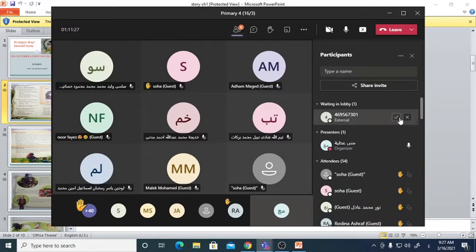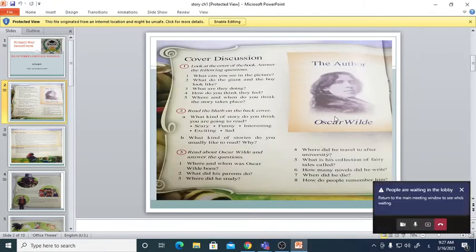In the first page, it's about discussing the cover page. Cover discussion. Look at the cover of the book. Answer the following questions. What can you see in the picture? What do the giant and the boy look like? Now I'm reading, it's written on your page. We have a giant and we have a boy.